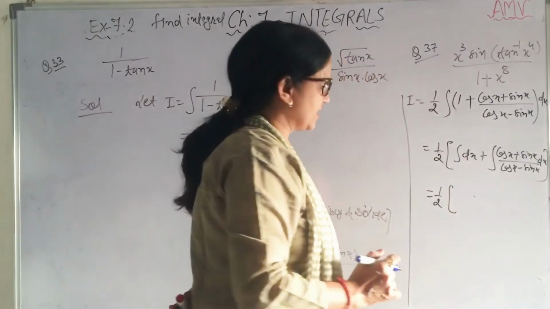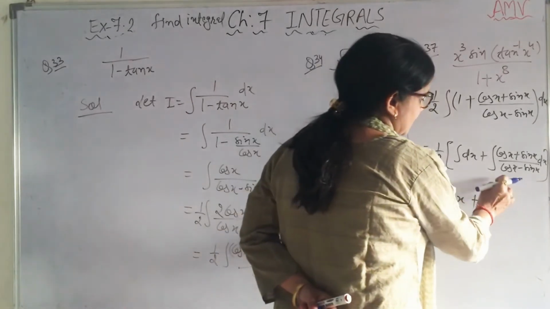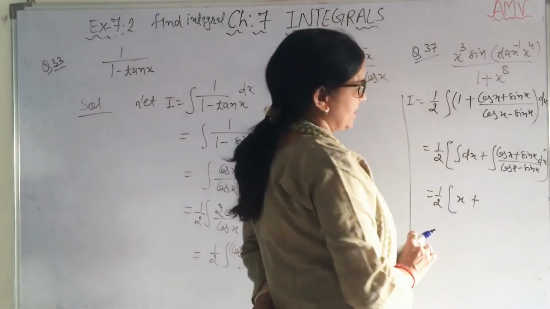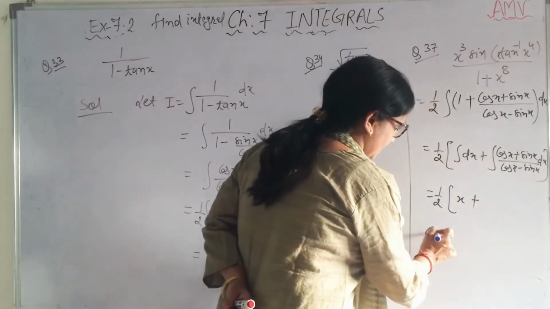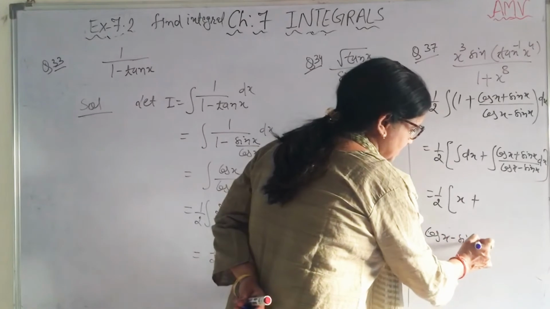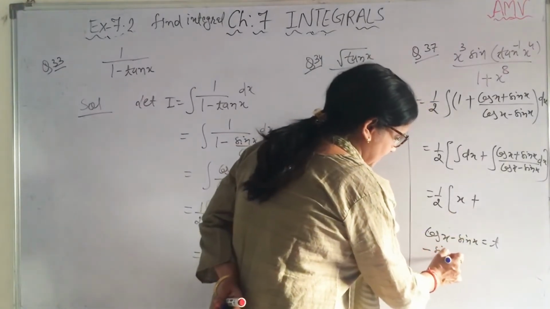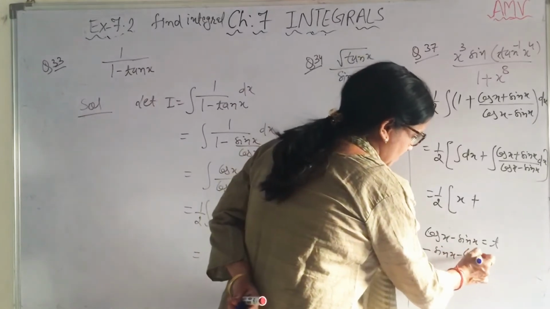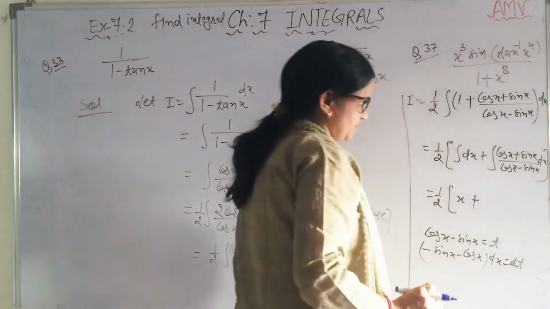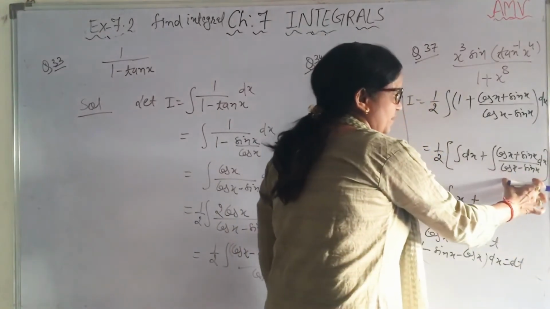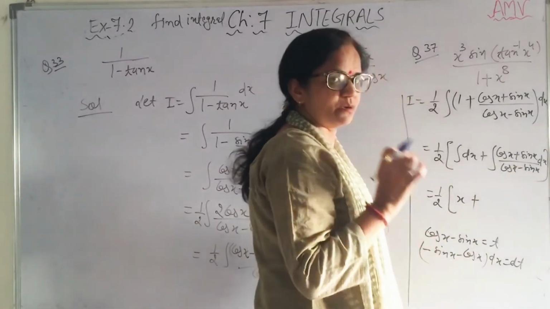It is 1 by 2. Integration of dx is x plus, here students see, derivative of cos x is minus sin x. Okay, if you take here cos x minus sin x as t, then derivative is minus sin x minus cos x, dx is equal to dt. It means that derivative of this denominator exists in numerator, but we have to take only minus sign.